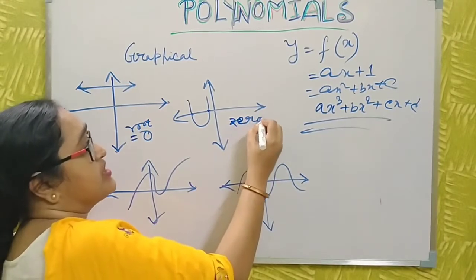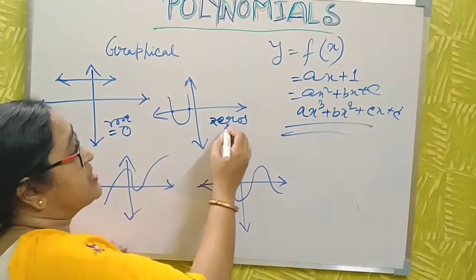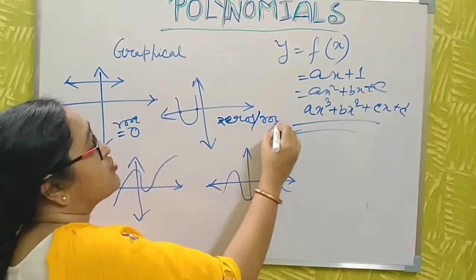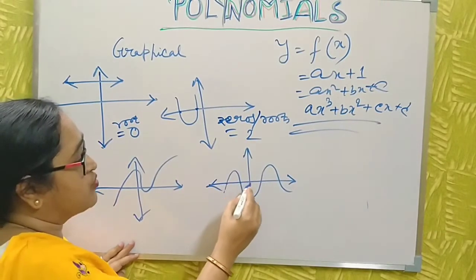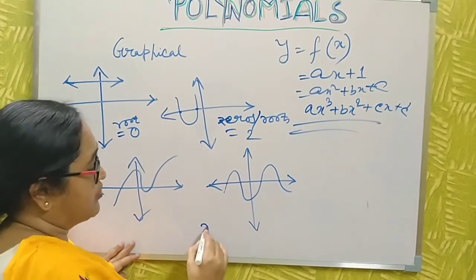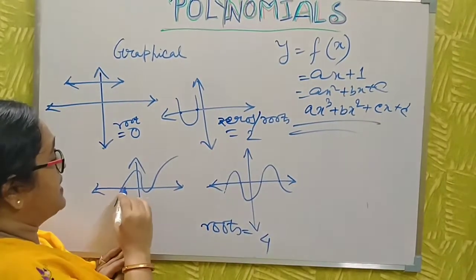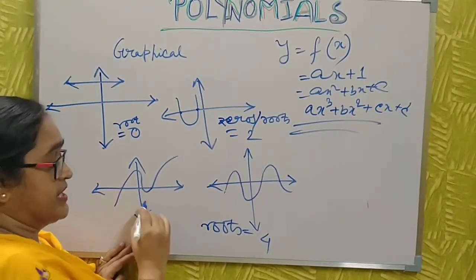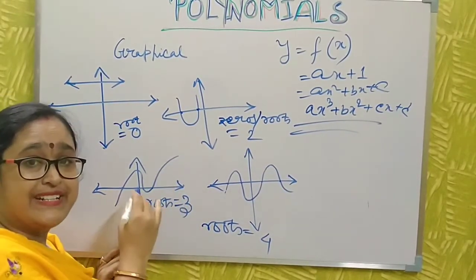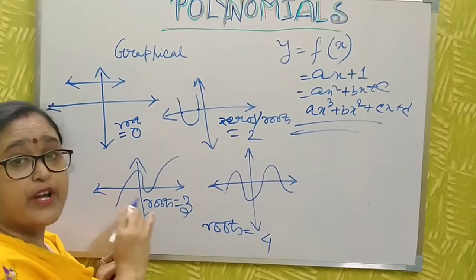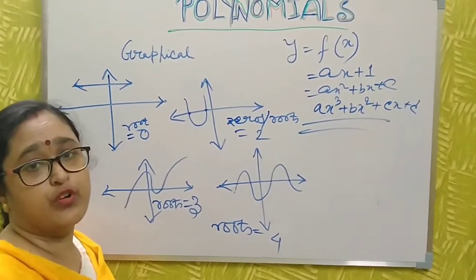Zeros, you already learned in class 9. Zeros are roots. This one has 2. And how many zeros here? 1, 2, 3, 4. The roots are 4. Here 1, 2 and 3. Here the roots are 2. The number of points where the graph touches the x-axis gives the roots or zeros of the polynomial.